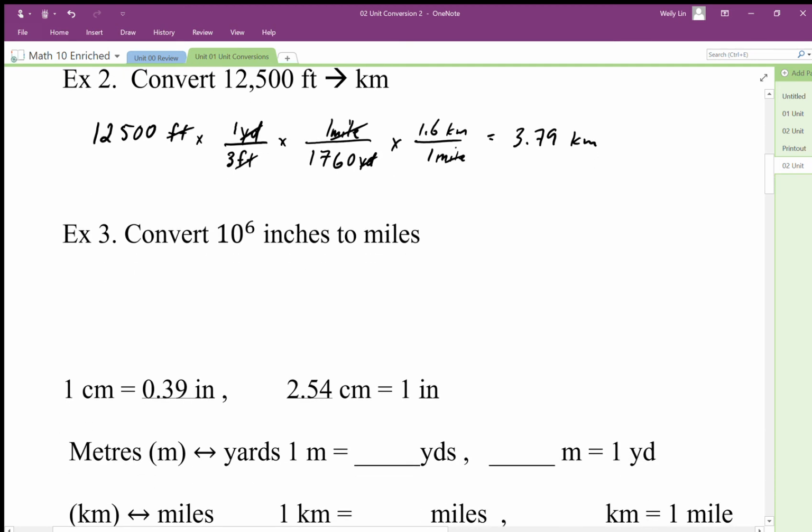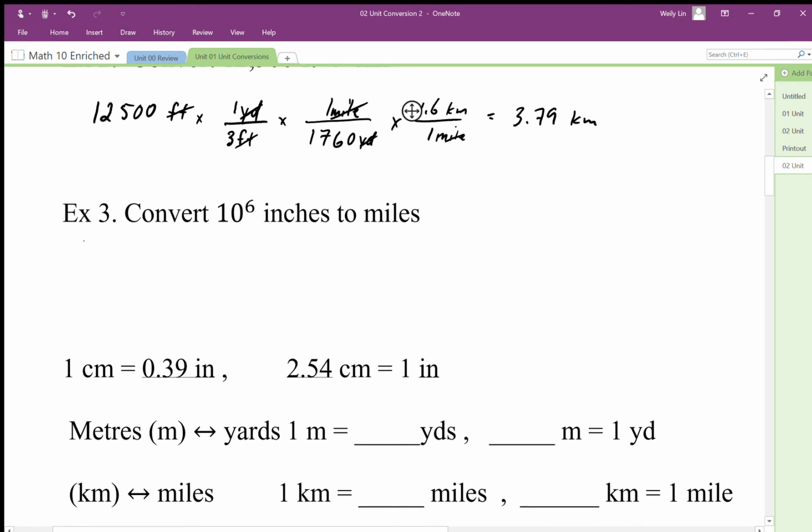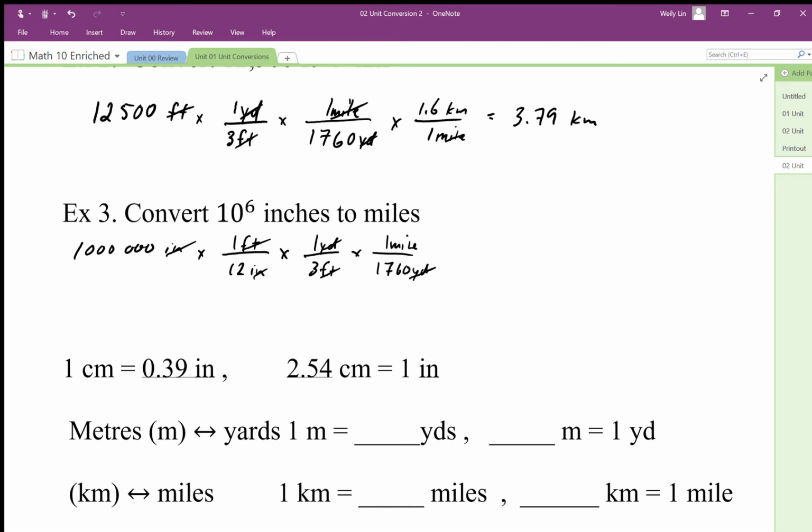Okay, converting inches into miles. So I have 1 million inches. And to convert inches into miles, I'm going to first convert 12 inches into feet. I'm going to then convert feet into yards. Okay, so I know I have 3 feet, 1 yard. Okay, again, making sure that units cancel out. And then I'm going to convert yards to miles using that conversion factor. Again, making sure that my top and bottom cancel out.